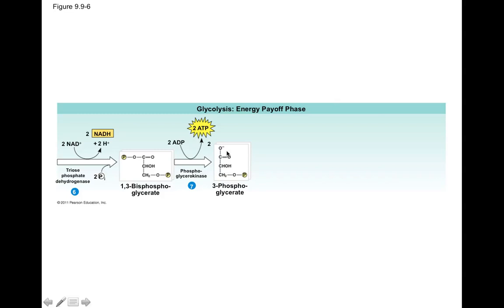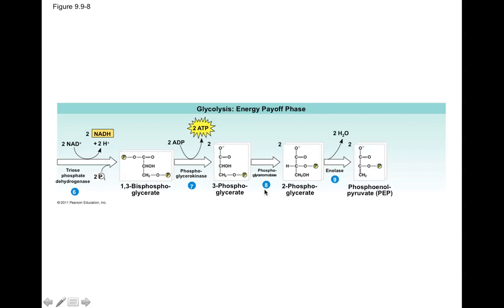So phosphoglycerokinase takes off a phosphate group from each molecule of 1,3-bisphosphoglycerate to form 3-phosphoglycerate. 3-phosphoglycerate is going to be isomerized to form 2-phosphoglycerate using an enzyme called phosphoglyceromutase. For those of you who are keeping count, that is our 8th enzyme in the process.